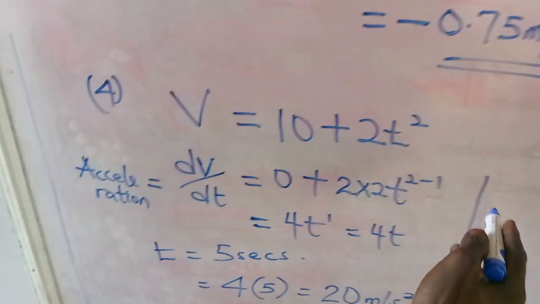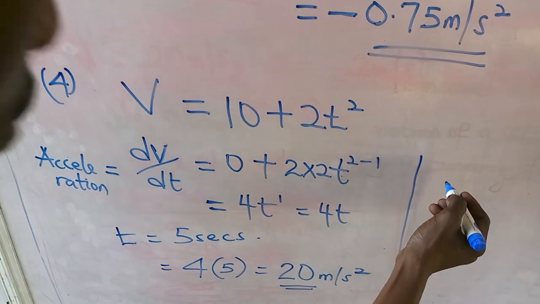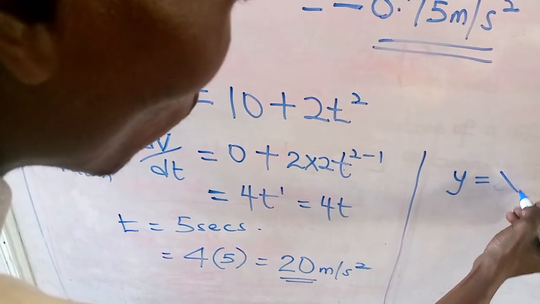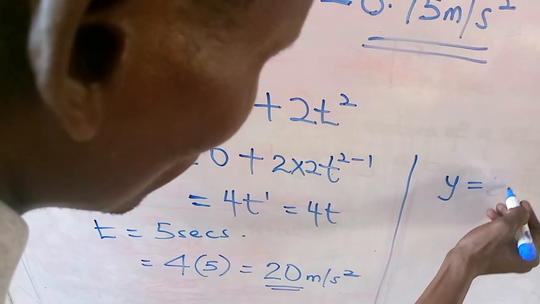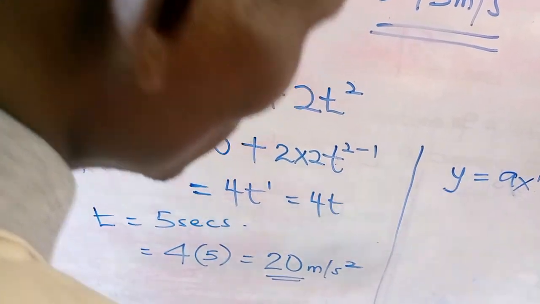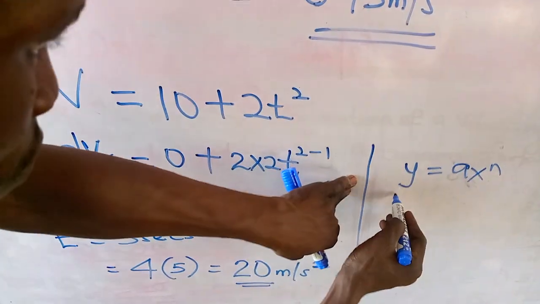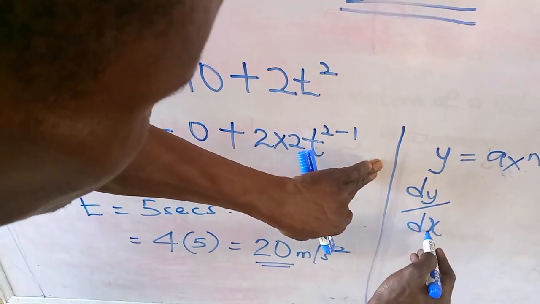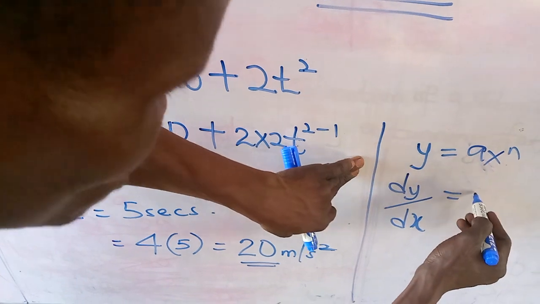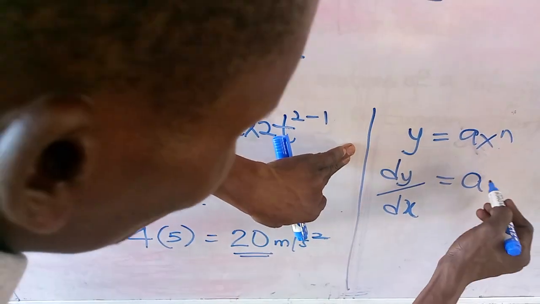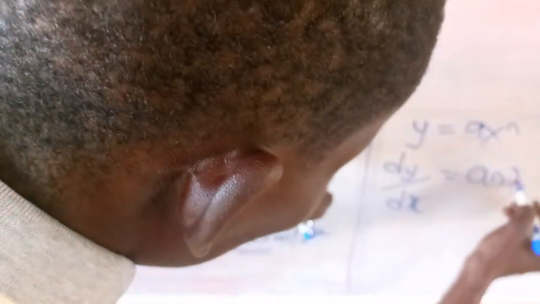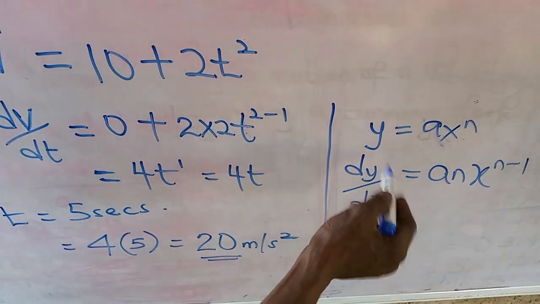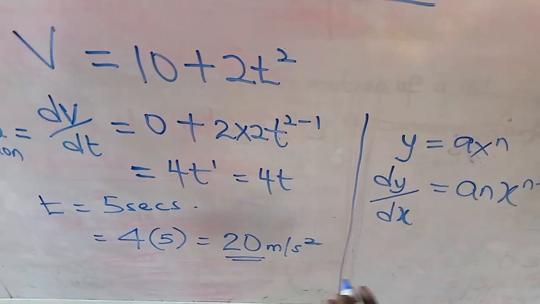When you are differentiating a function like y equals a x raised to power n, if you want to differentiate y with respect to x, this is a formula you should know. You bring this n back, multiply by a, x raised to power n minus 1. So this is how to differentiate. That's what we have employed here.